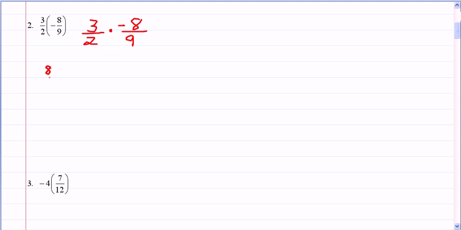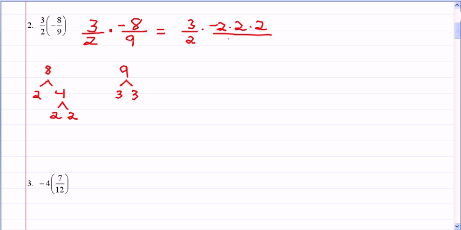And I'm going to take the number 8, and I'm going to write the prime factorization of 8, and the prime factorization of 9, and I rewrite the two fractions as 3 over 2 times negative 2 times 2 times 2 over 3 times 3. One 3 will cancel, one of the 2's will cancel, and I'm left with negative 2 times 2 over 3, which is negative 4/3.